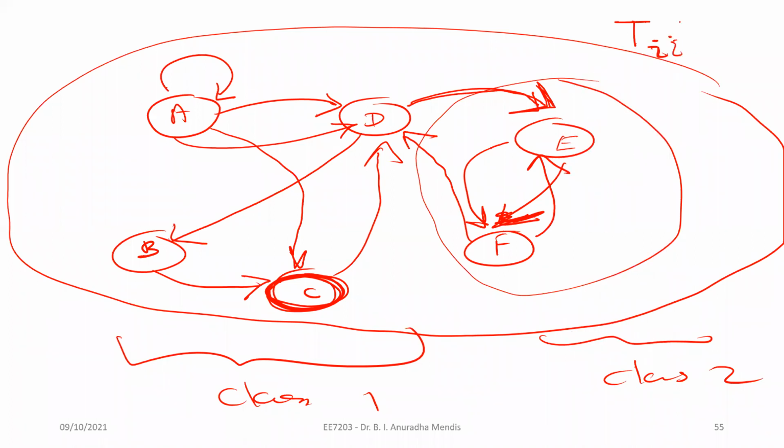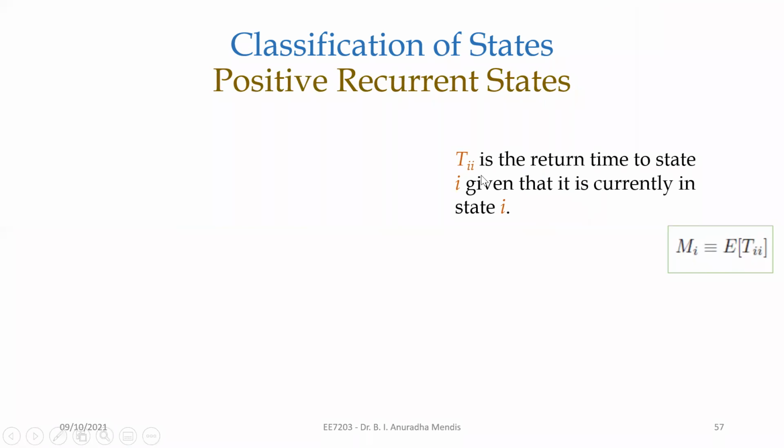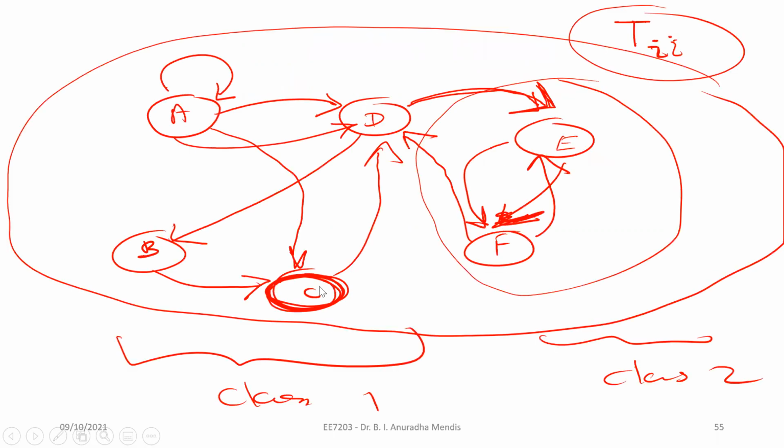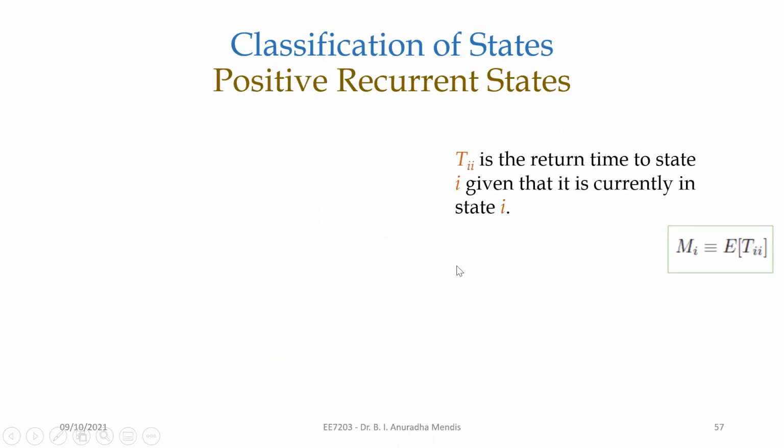TII means the time that you are in state I, but you again come to the same state I after some time. That time you denote as TII. So TII is the return time to state I, given that it is currently in state I. So this is not another state J, this is the same state I. It is the time required to return, because you have to go through other states, and there are some possibilities that you will come again to the same state. So that time is TII.